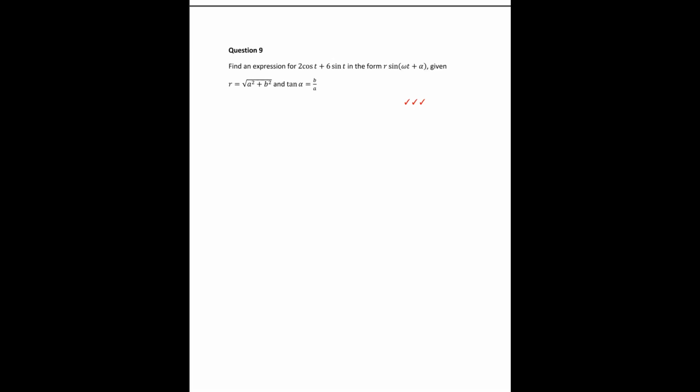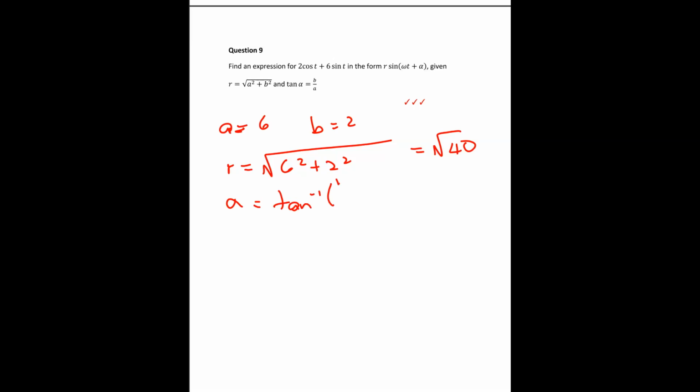And I'm not sure why this one again was done so poorly. Remember, the way to remember which is A and which is B is that it's B cos. So B belongs to cos, so B is 2. A is 6. You are given right there in the question what R is equal to. You're told what alpha is equal to. So alpha is equal to, again, because it's got time, it should be in radians.